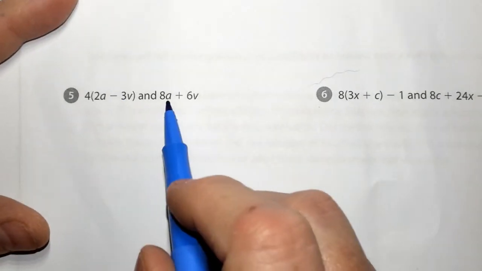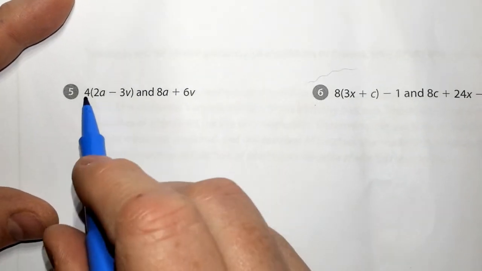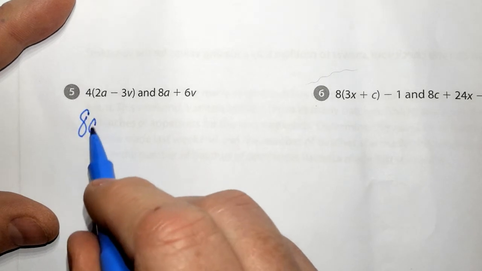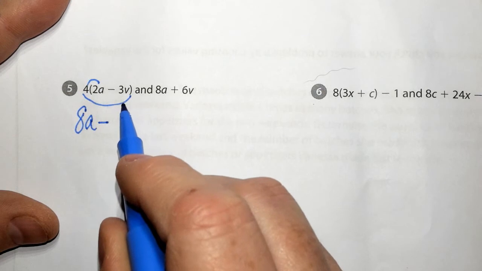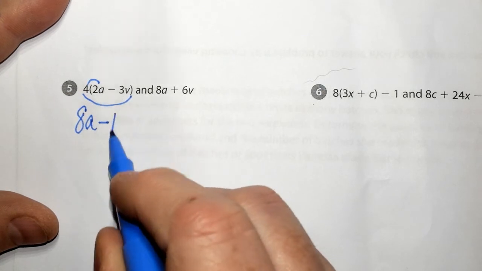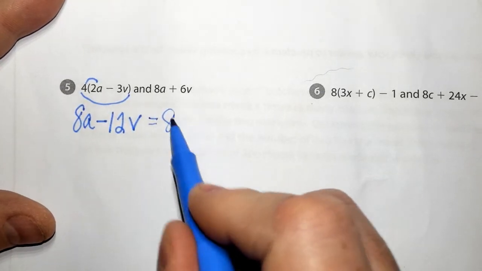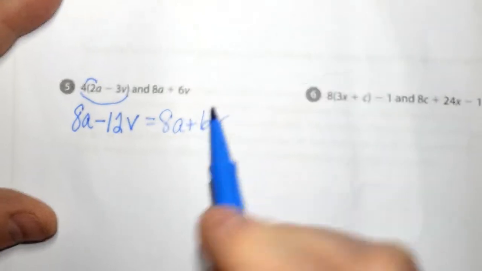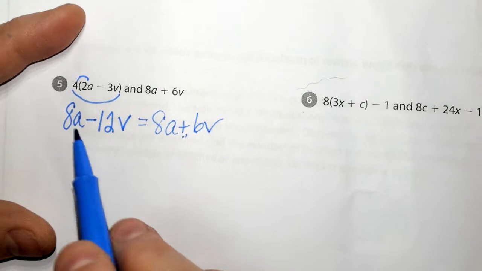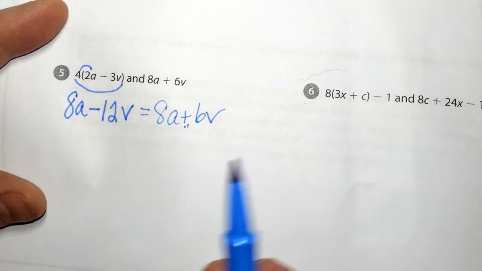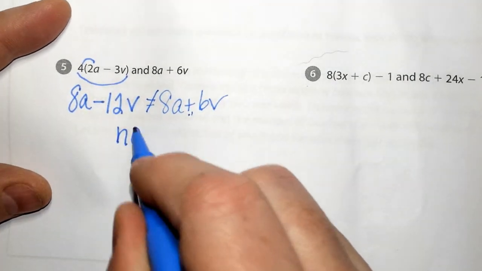Okay, so we have 8a plus 6v here. Here we're going to take 4 times 2a. 4 times 2 is 8, so that's 8a. Minus 4 times 3v, that's going to be 12v, and we're subtracting, and we want to see if that's equal to 8a plus 6v. Well, first of all, we're adding here and subtracting here, so no, that's not even going to be the same thing. But we can go ahead and check it. 8a we have, here we have 12v, and here we have 6v, so no, they are not equivalent.